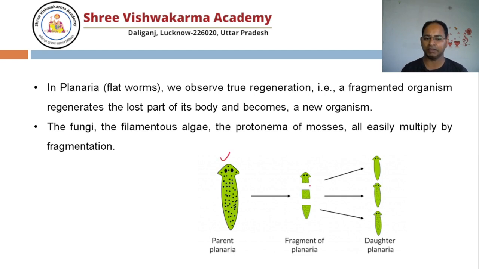If any fragmentation takes place due to any obstacle or sharp object, and it is cut into three parts, all the remaining parts will regenerate. This is a very unique mode of reproduction. So you can see from one planaria, three planaria form. Planaria, also known as flatworm, show true regeneration. A fragmented organism regenerates the lost part of its body and becomes a new organism.